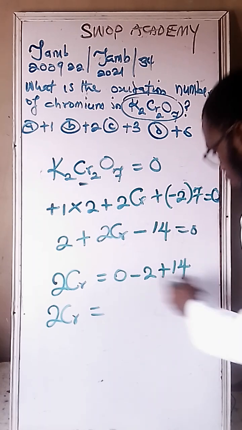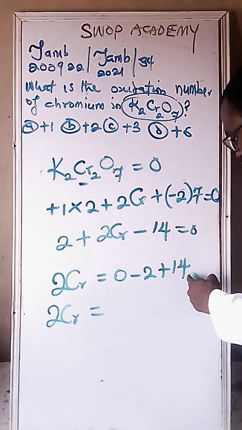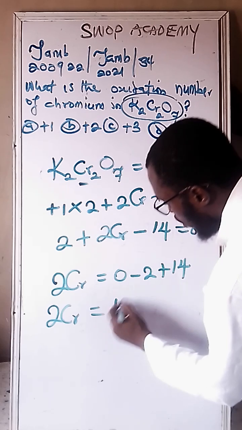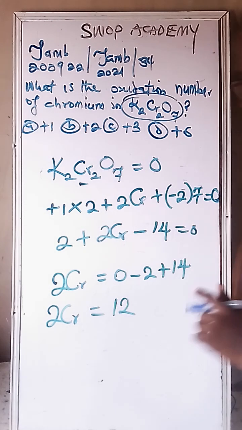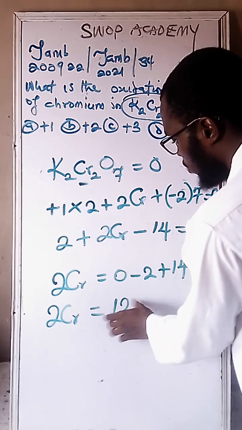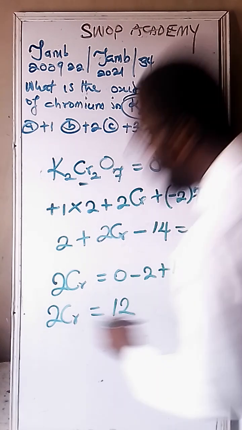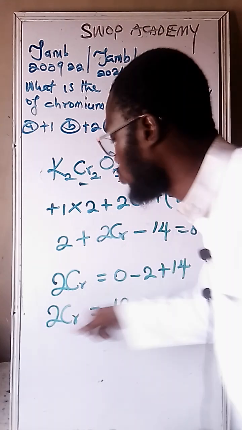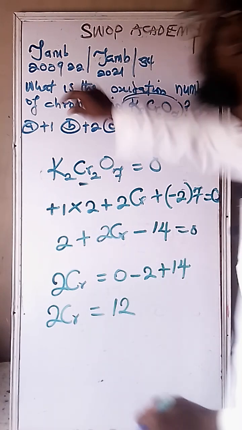-2 plus 14: you are owing 2 naira, and you are having 14 naira. It will be 12 that you will be having. You are going to be left with 12. Then what are we looking for? It is Cr, not 2Cr. What is the oxidation number of chromium?